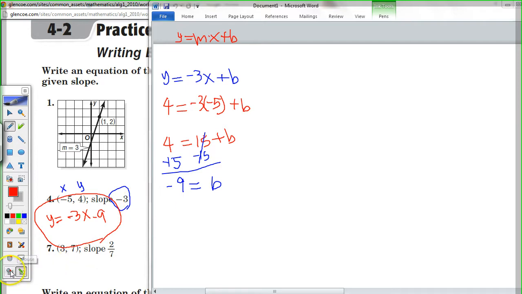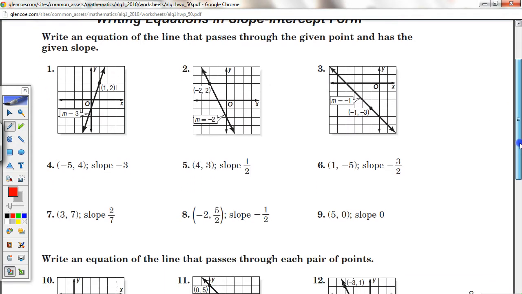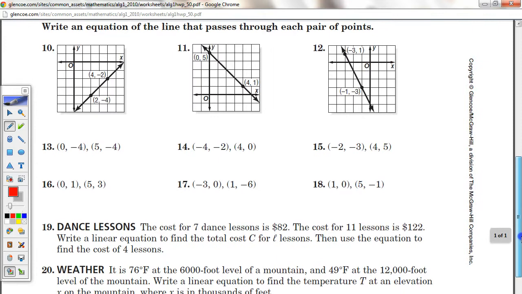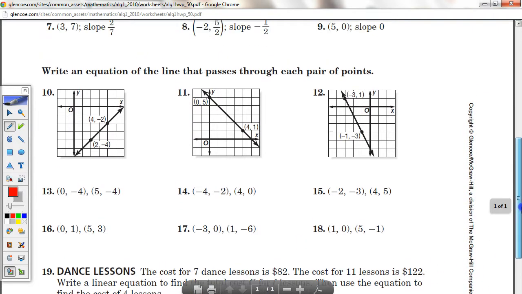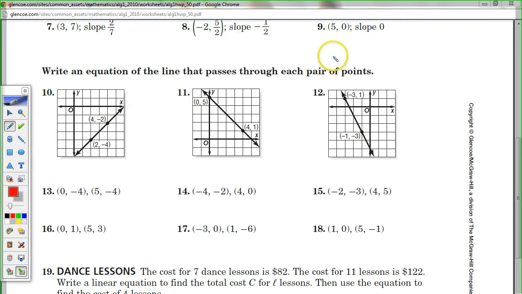Okay. Alright, and that goes the same for numbers 5 through 9. When you have graphs and they're not telling you what the slope is, you can find out the slope if you have two given points. Again, that slope, m, is going to equal y2 minus y1 over x2 minus x1.